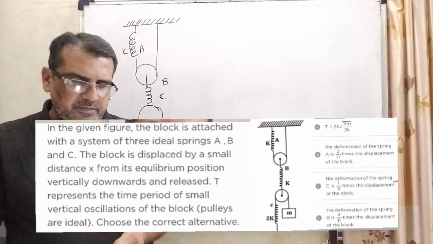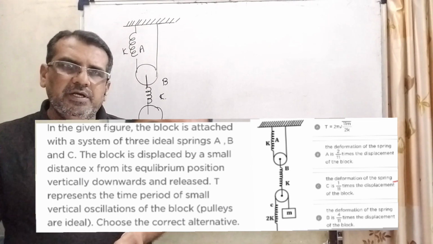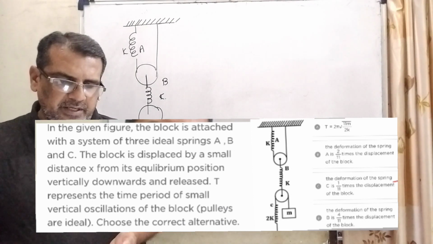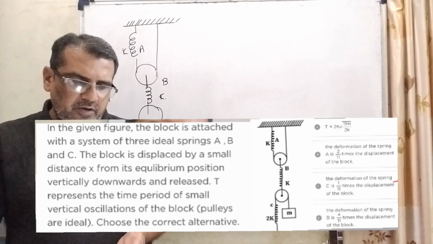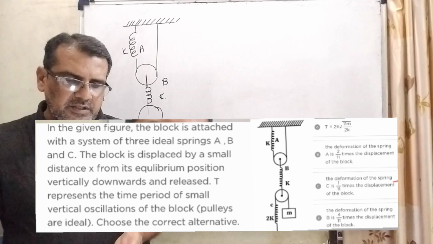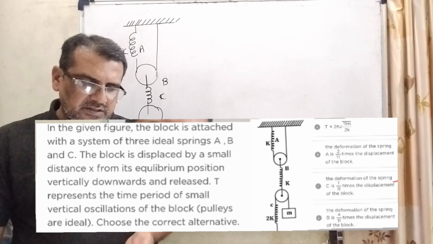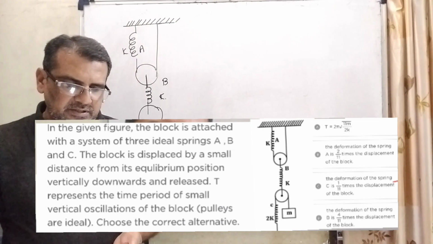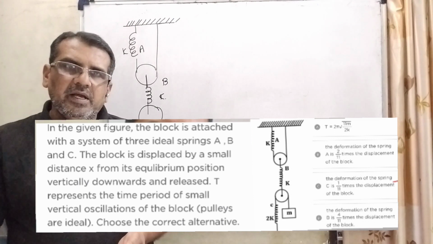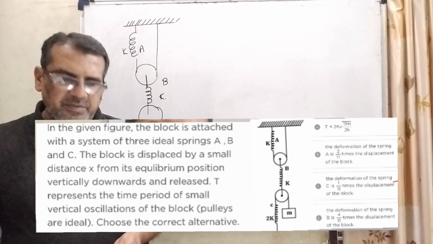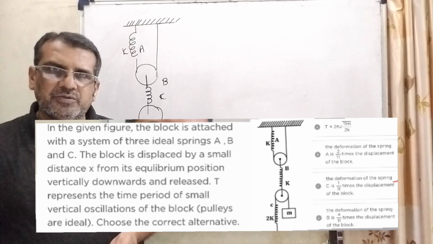Option A: the time period T equals 2 pi root 11m by 2k. Option B: the deformation of spring A is 2 by 11 times the displacement of the block. Option C: the deformation of spring C is 1 by 11 times the displacement of the block. And option D: the deformation of spring B is 4 by 11 times the displacement of the block. This is a multiple choice question.